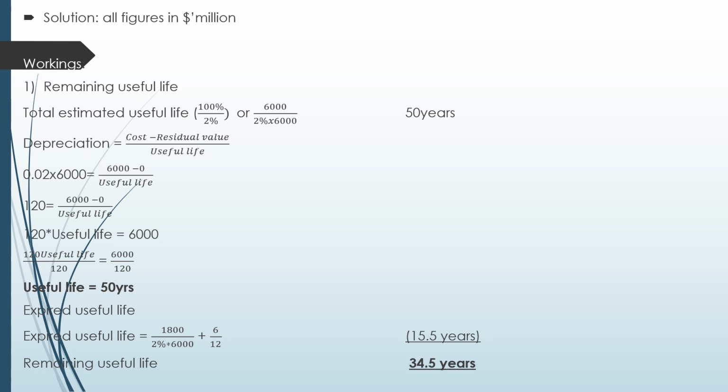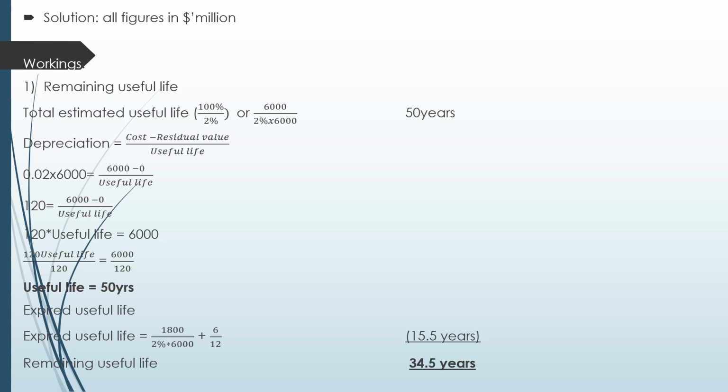Now, we do not know what the useful life is. We do cross multiplication: 120 times the useful life equals 6,000. We make useful life the subject, and to do that, we divide both sides by 120. When we do that, we have 50 years. So whichever approach you wish to employ, you will still arrive at the same answer.